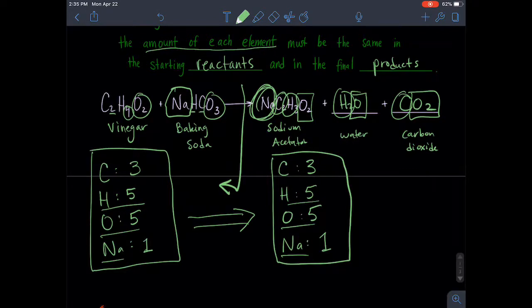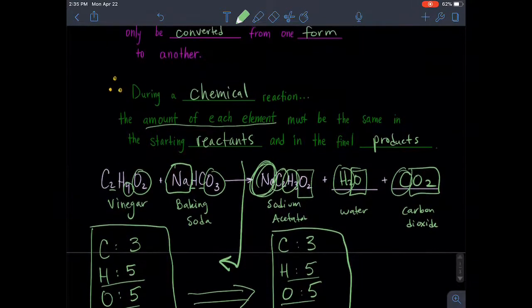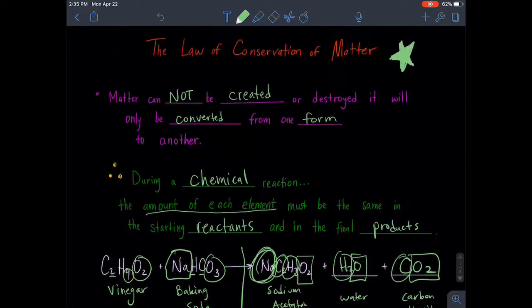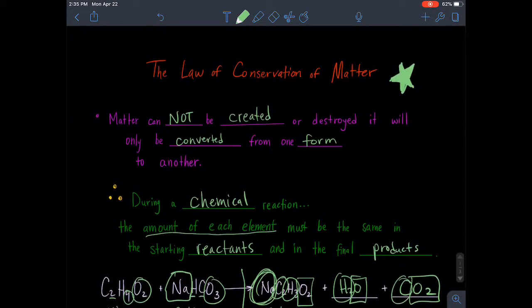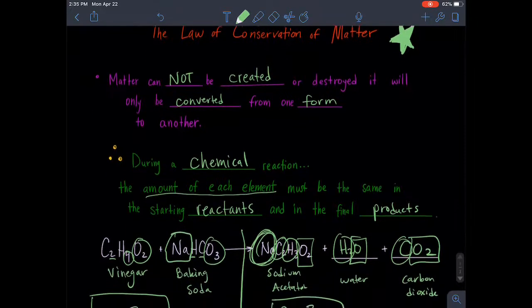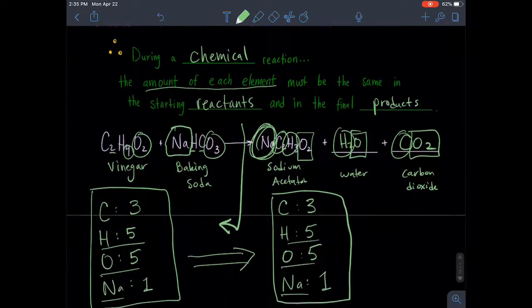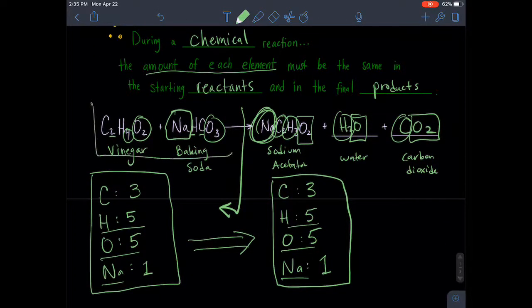So basically what happens when we mix vinegar and baking soda is that all of those atoms just rearrange themselves into a new series of products, which means that a chemical reaction has occurred because the atoms have rearranged themselves. But this is also more evidence to reaffirm the law of conservation of matter, and that matter cannot be created or destroyed. It will only be converted from one form into another. It starts as one form and gets converted into a whole other form.